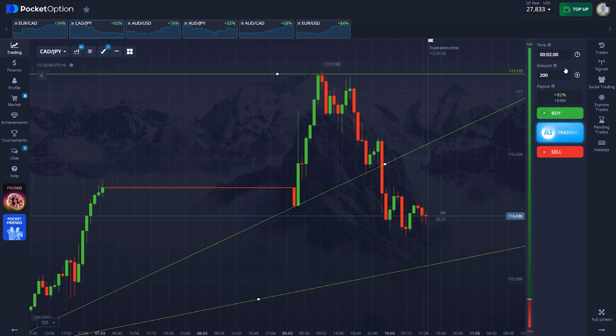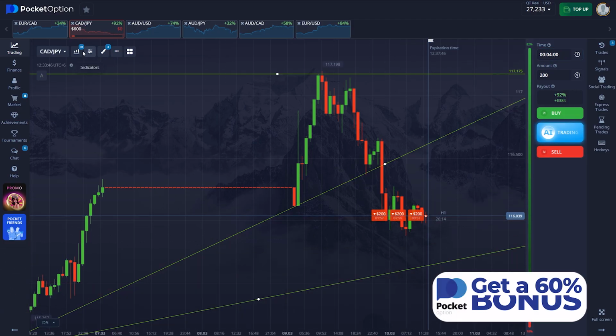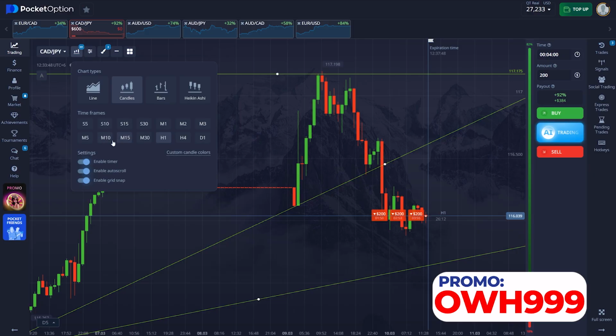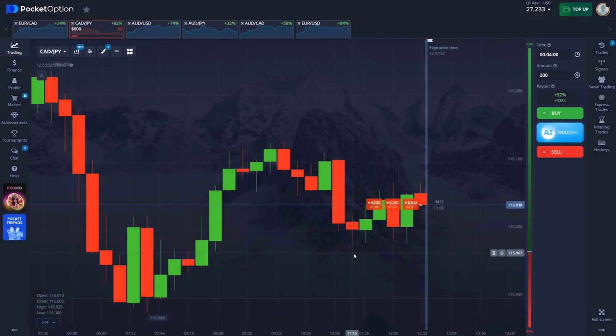To avoid wasting time, I'll start opening short trades with expirations from 2 to 4 minutes. We'll execute 3 trades to work this position. The trade amount is fixed at $200. Now let's switch to lower time frames and take a closer look at the situation.